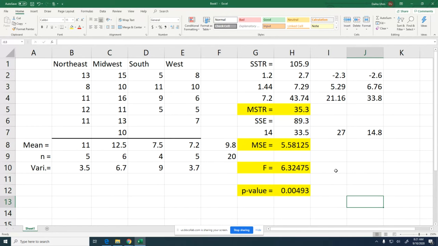So you have a good calculator, but Excel is another good calculator. It's not only the calculator, but you can take the probability from Excel. So do you have any questions?